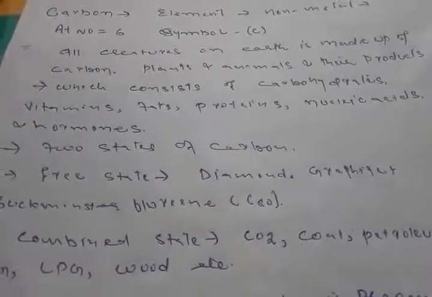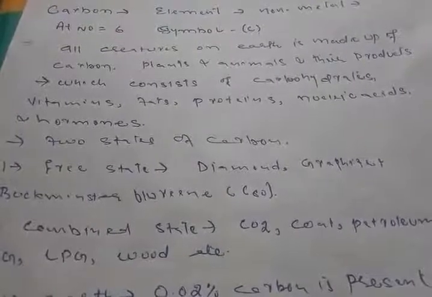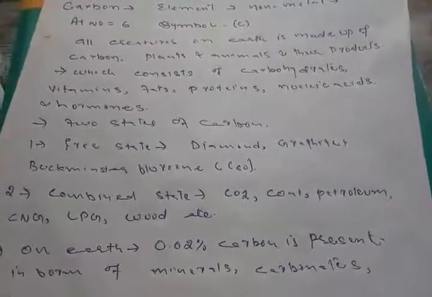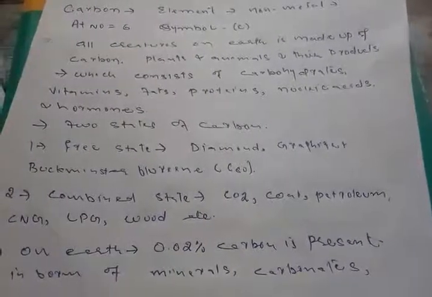Here in free state, what do we have to study? We have to study three important types: diamond, graphite and Buckminster's fullerene. Diamond, graphite and Buckminster's fullerene are the three free state forms of carbon. Another is the combined state of carbon, which consists of carbon dioxide, coal, petroleum, compressed natural gas, liquefied petroleum gas and wood.